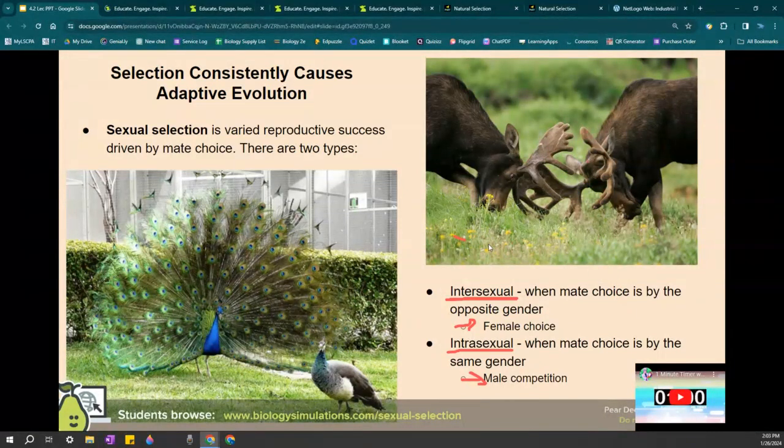More often than not, though, we see male-to-male competition, such as these elk. They are going to fight, and the winner of this fight, despite the female's choice, will earn the right to pass on its genes, or it will mate with the female and pass on its genes. So mate choice is driven by competition. It is called intrasexual. If selection is mate choice of the opposite gender, it is intersexual.